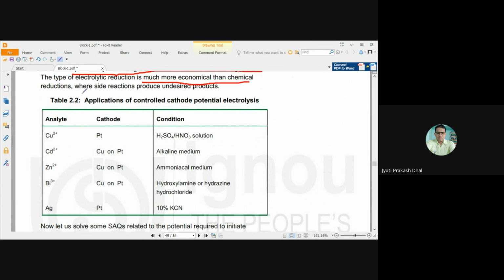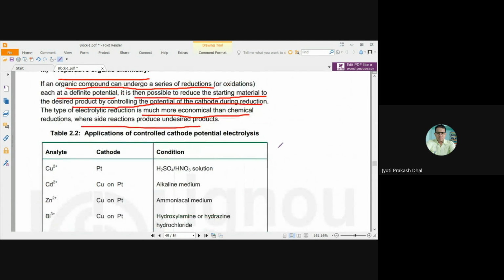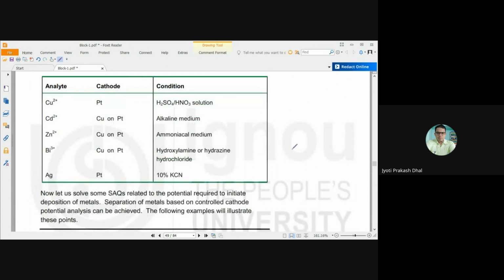And where the side reaction is concerned, in a chemical reaction, definitely some side reaction will be there, but that is unavoidable. But as compared to the chemical reaction process, if we go for the electrolytic reduction process, the side reactions are generally not observed.